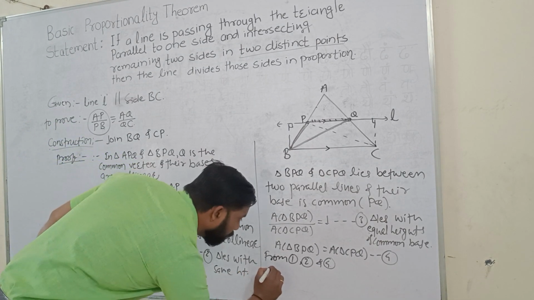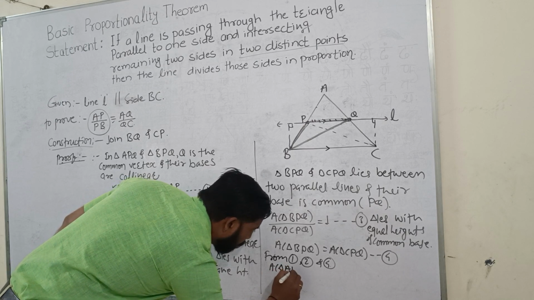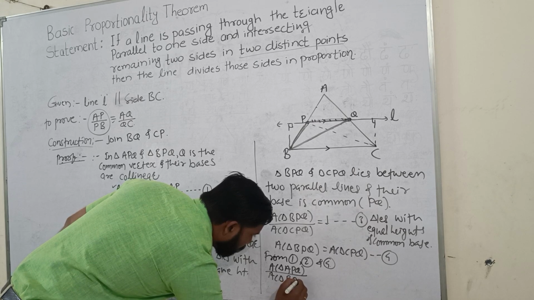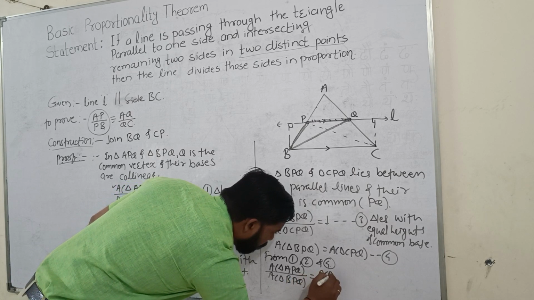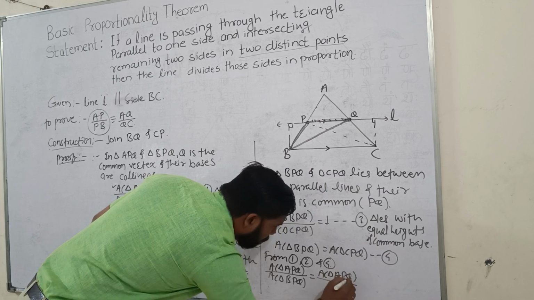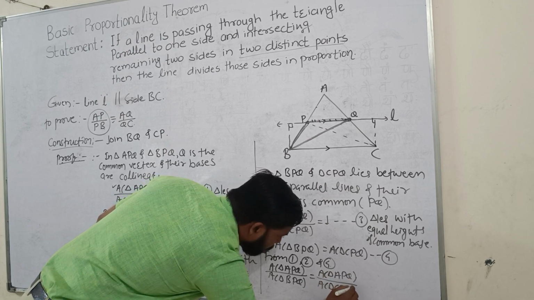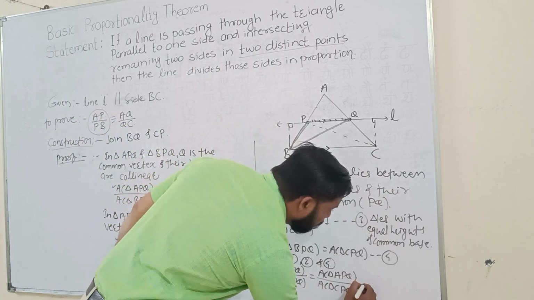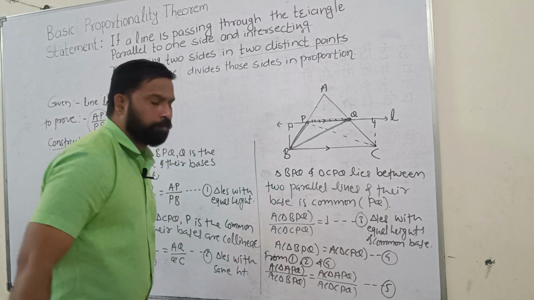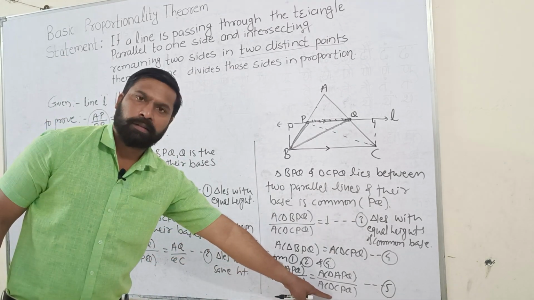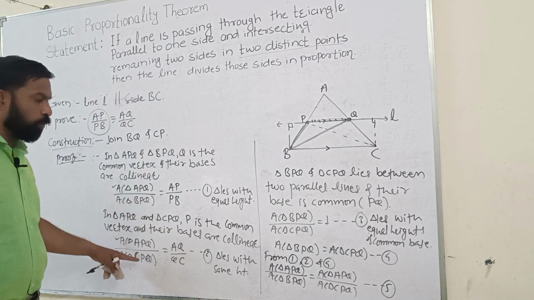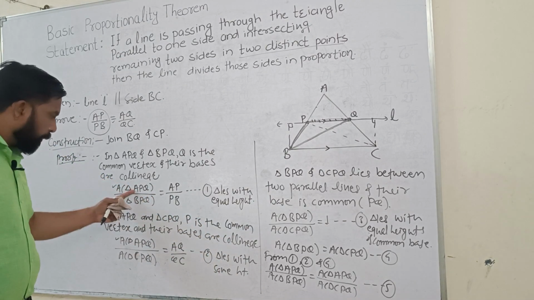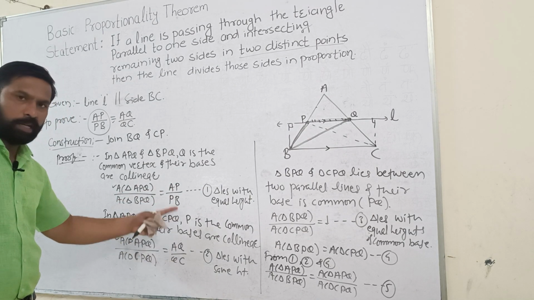I can write area of triangle APQ by area of triangle BPQ is equal to area of triangle APQ by area of triangle CPQ. That's it. Okay? And here you can write it as number 5. They are equal, right? Acha. 1 and 2, now 5 is there. From 1 to 5, what we can write? If they are equal, their corresponding values are also equal.